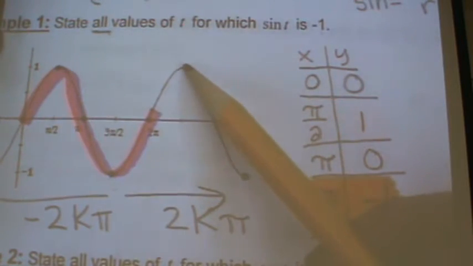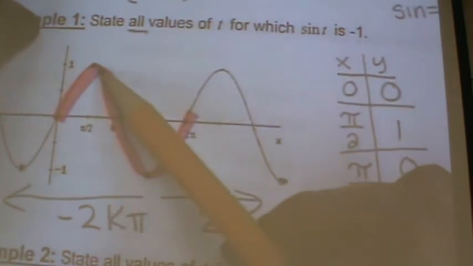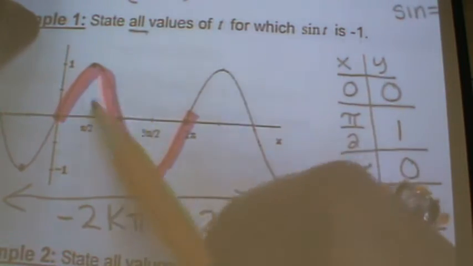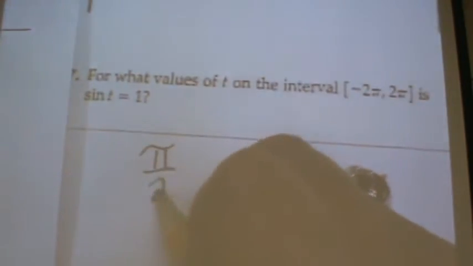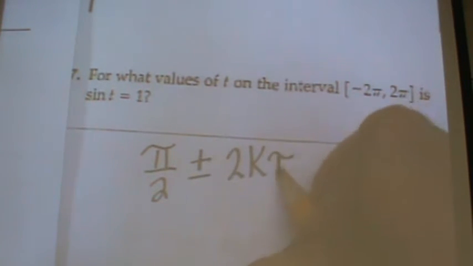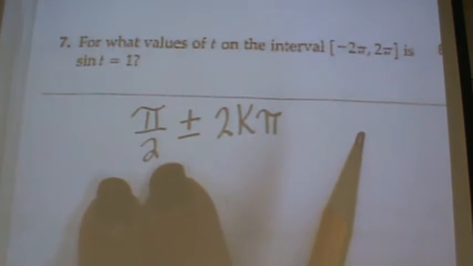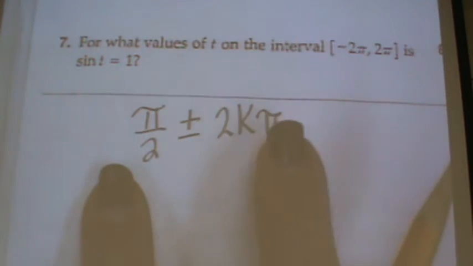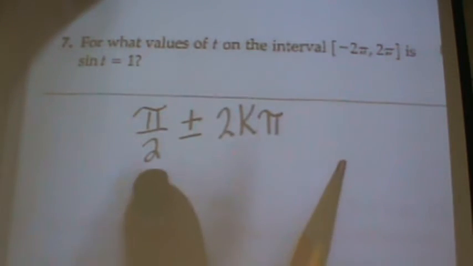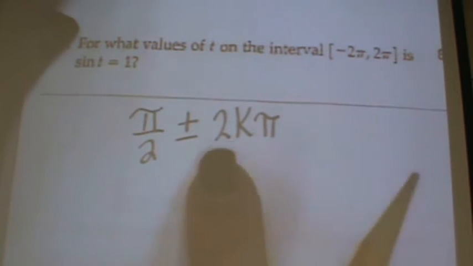And it happened here, but that's past 2 pi. So if we write pi over 2, and write plus or minus 2k pi, that's what I want you to do, because that's going to give you all of the answers both ways. And that's good enough. You don't have to worry about anything else. Just leave it like that.